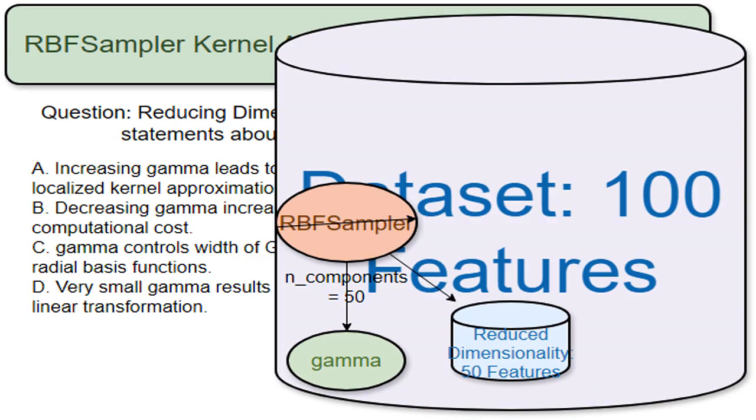I'm setting the number of components to 50. This means I'll reduce my 100 features down to 50 using RBFSampler. This parameter affects the computation time, but not the gamma parameter. It's all about the number of features we decide to keep in the reduced dataset after the transformation.